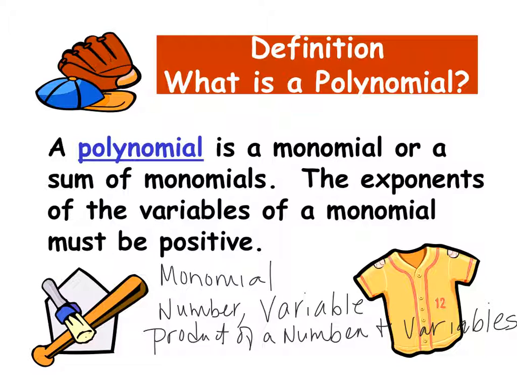And I'll show you some examples of monomials a little bit later, but just remember, it can be a number, just a plain old number, a variable, just a plain old variable, or it can be the product of a number and some variables. And with a polynomial and with a monomial, the exponents of the variables, the little number attached to the variables, have to be positive.